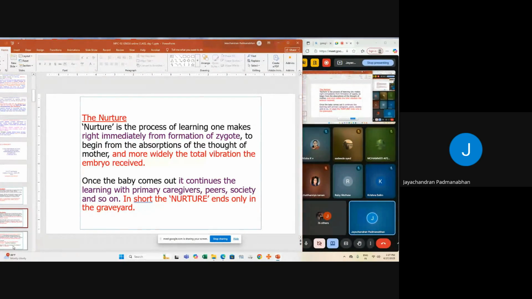Nurture is the process of learning one makes right from the formation of the zygote, beginning with the absorption of the thought of the mother, and more widely the total vibration of the embryo received. In the following discussion you will know what studies have been done. Maybe it is not covered in your book. The Neonatology Institute of Ireland made a lot of studies and confirmed that the baby is learning from the mother's womb. Once the baby comes out, it continues learning with primary caregivers, peers, society, and so on. In short, nurture ends only with the graveyard.